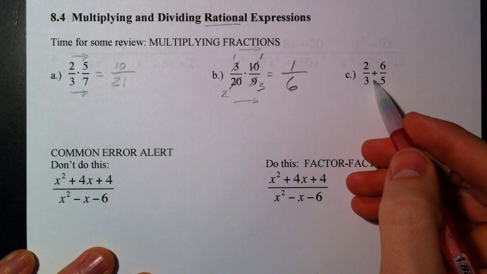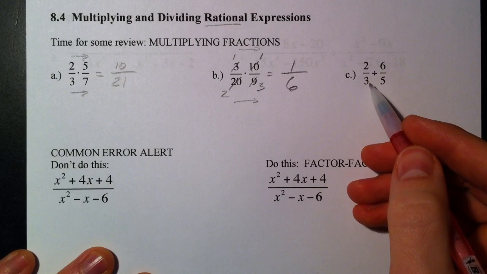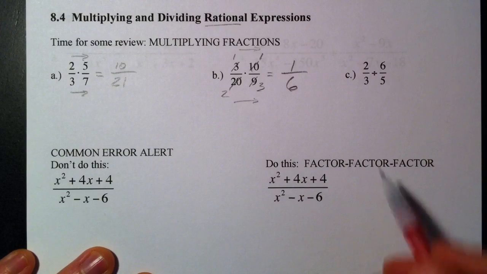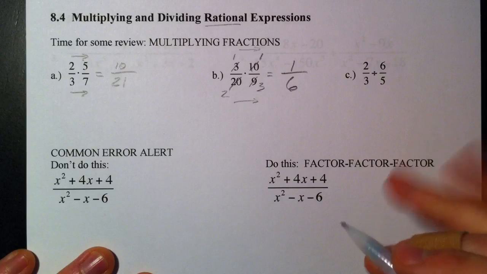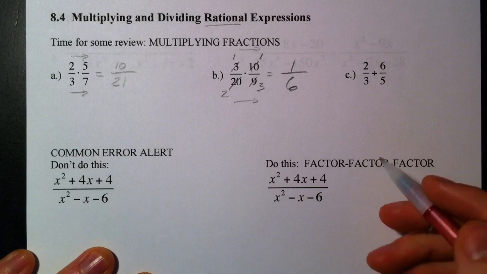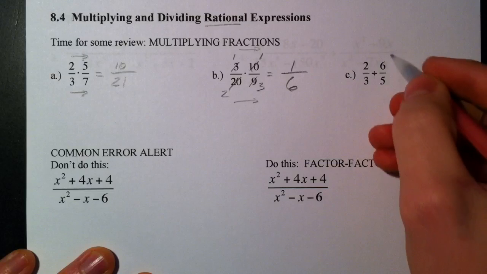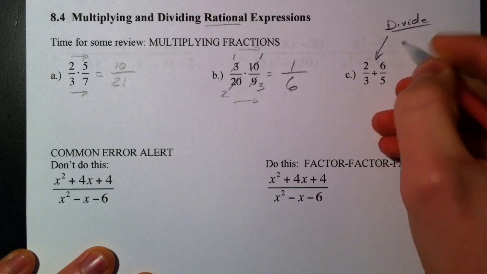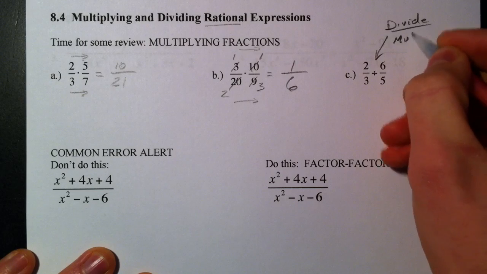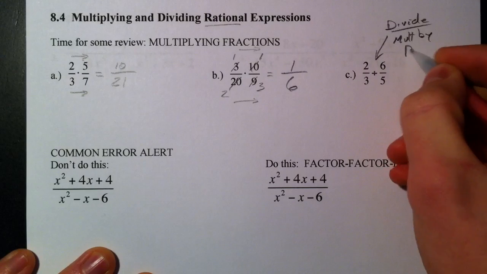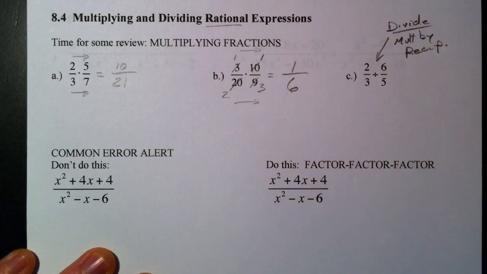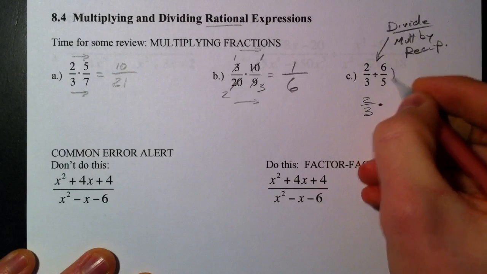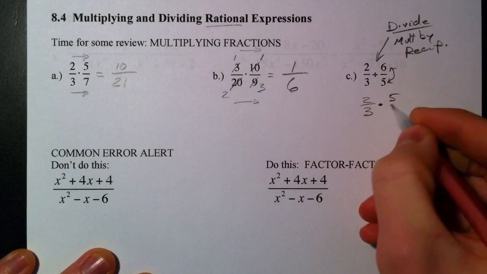Now, dividing. Dividing is very, very similar to multiplying. If you think dividing by 2 makes a number smaller, dividing by 1/2 is actually the same thing as multiplying by 2 and making the number bigger. So dividing, you multiply by the reciprocal. Multiply by the reciprocal. So 2/3 divided by 6/5 is the same thing as 2/3 times 5 over 6.